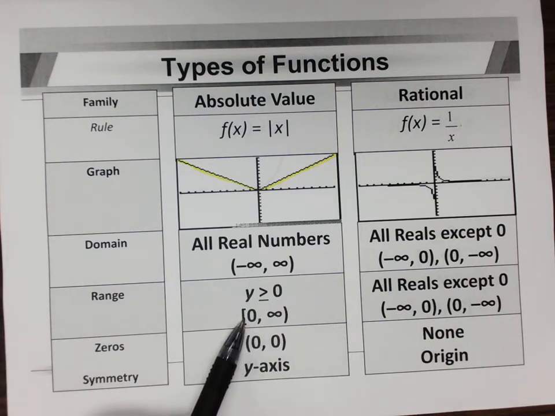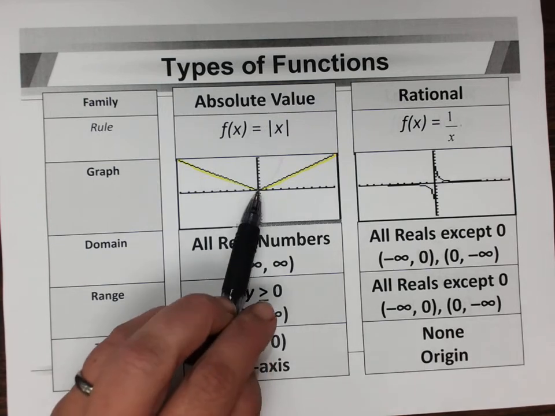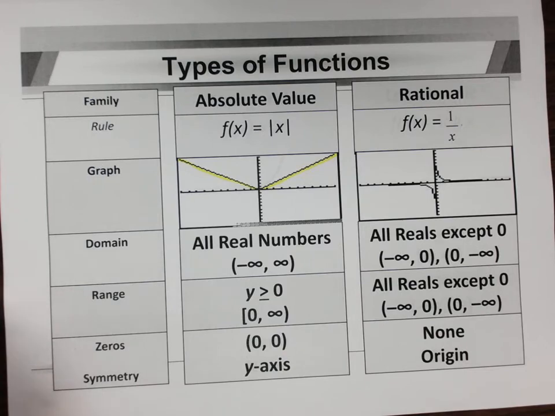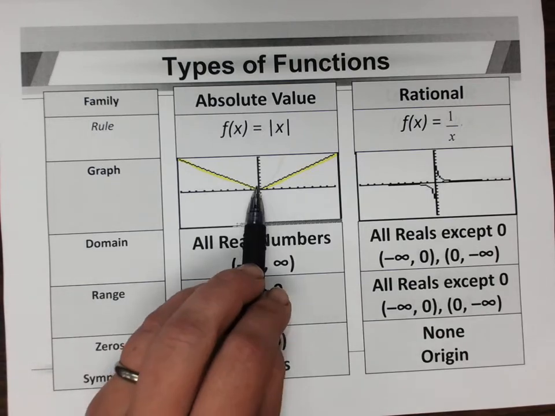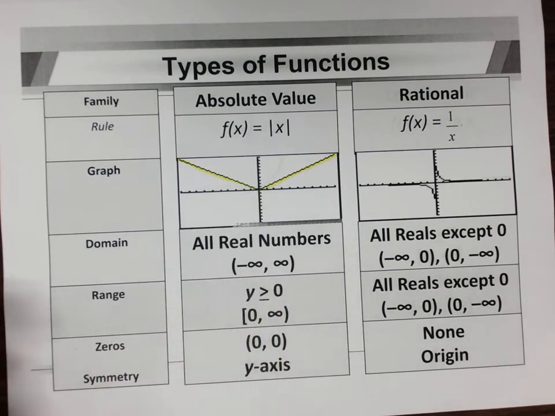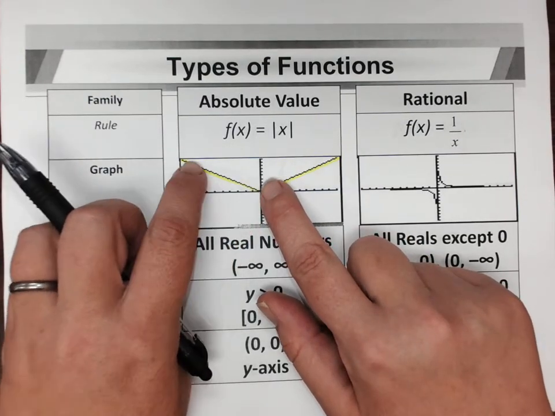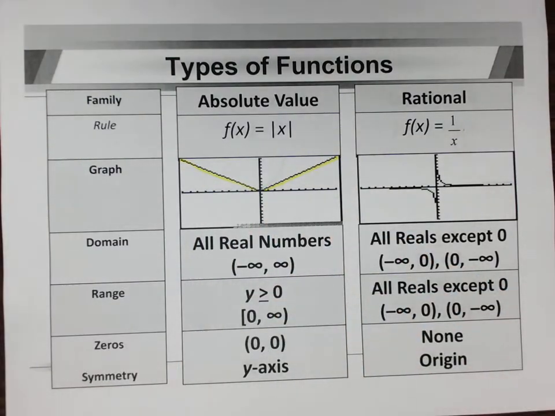Here's our interval notation. It does cross through this point 0, 0, so that is my 0 for this function, where it crosses the x-axis. And it's symmetric to that y-axis, right? We can kind of see that this is a reflection of this.